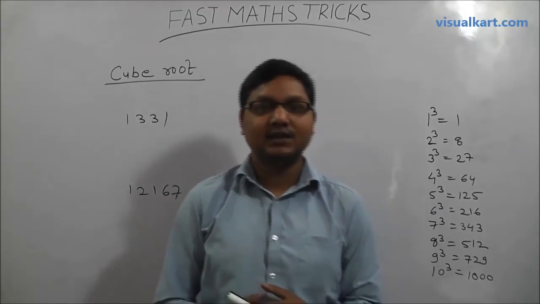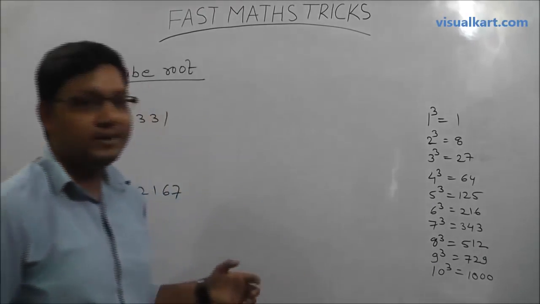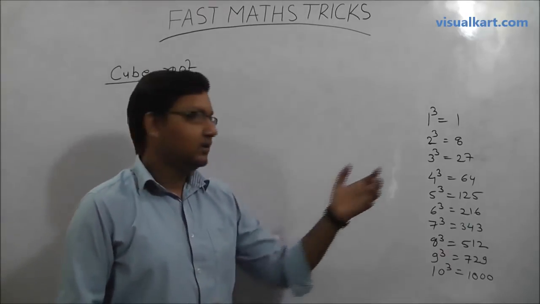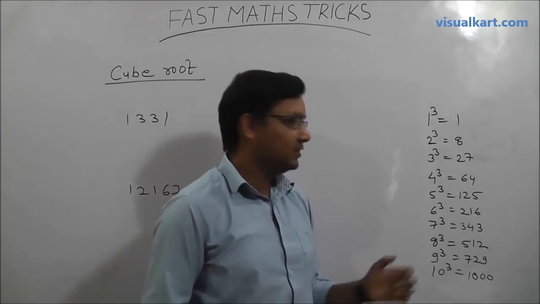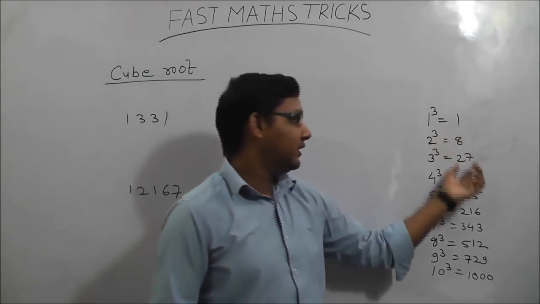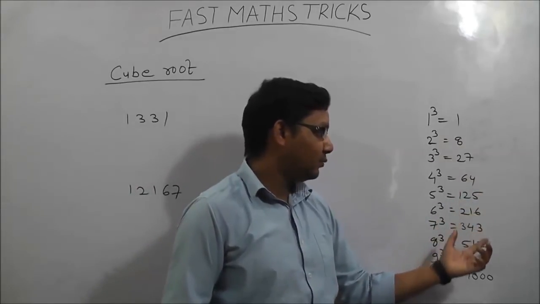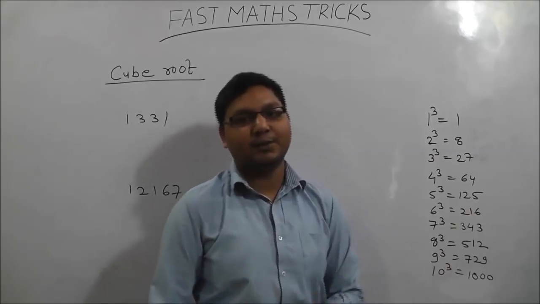So friends, let us see how to find the cube root of any number. To find the cube root of any number we have to know some points. I have written the cubes from 1 to 10. We just have to know the cubes from 1 to 10. So 1, 8, 27, 64, 125, 216 up to 1000 are the cubes from 1 to 10 respectively.